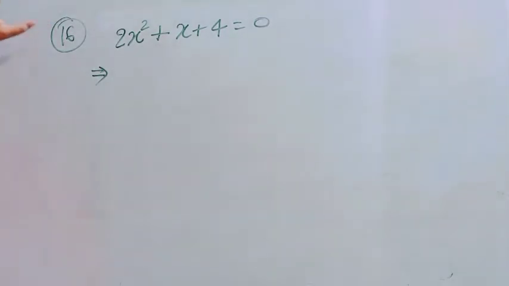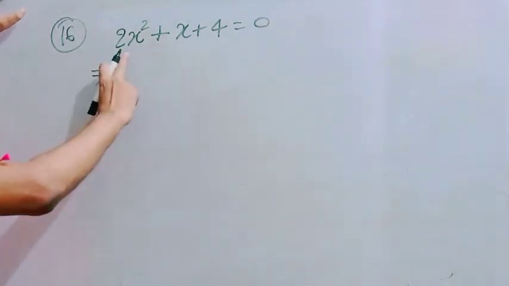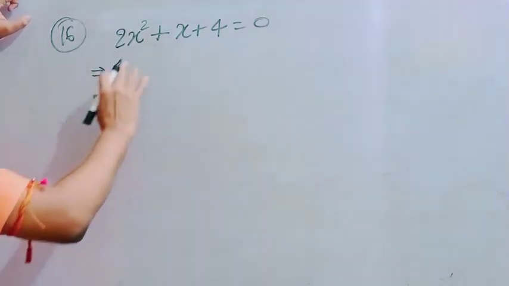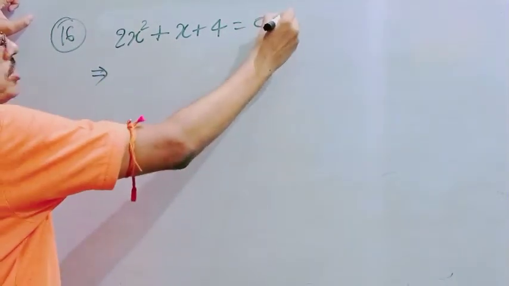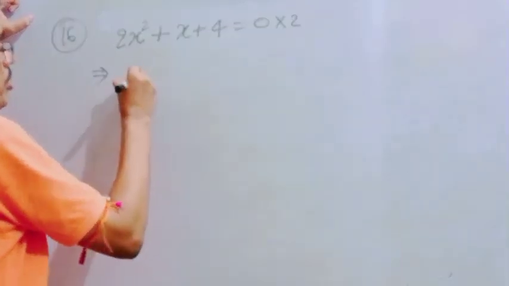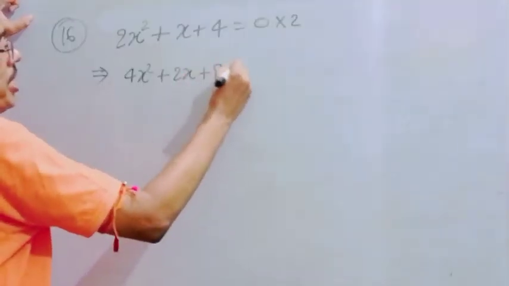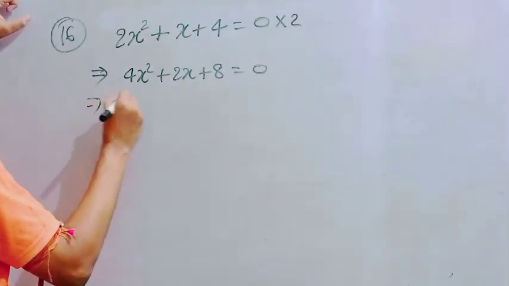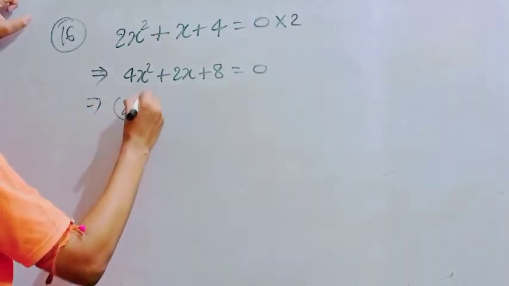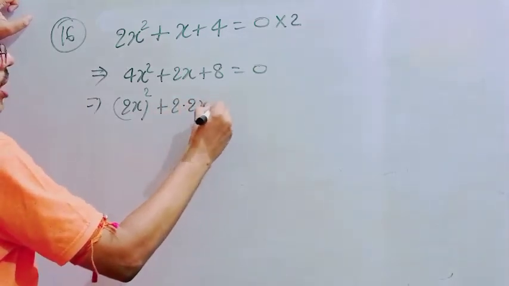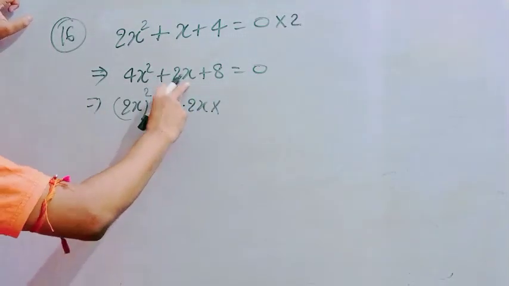This question tells us that it is the equation 2x square plus x plus 4, and by the completing a square method you have to find that it has no real roots. So first, solving by the method of completing a square, you multiply by 2, then you get 4x square plus 2x plus 8 is equal to 0. So what is the square number? That is 2x whole square plus 2 into 2x. What number you write? Then you get here 2x.